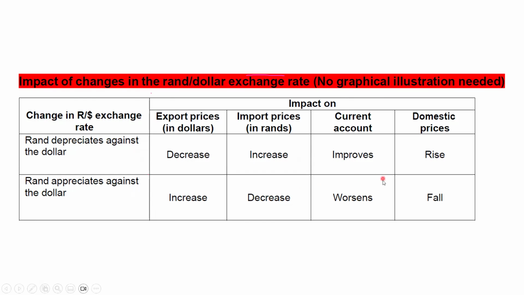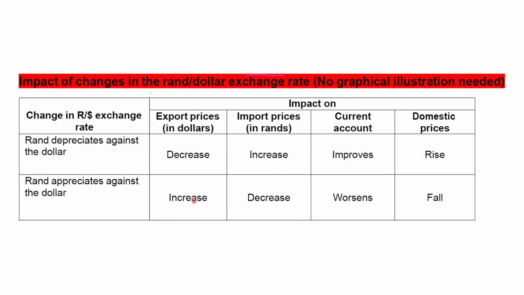And the current account will worsen. Why? Because in the current account, remember we have exports and imports, and we look at our exports as like an income and imports as like an expense, right? Because this is money leaving the economy for imports, and for exports, this is money coming in. It's an injection. So if the export prices increase, it means that less goods will be exported, right?